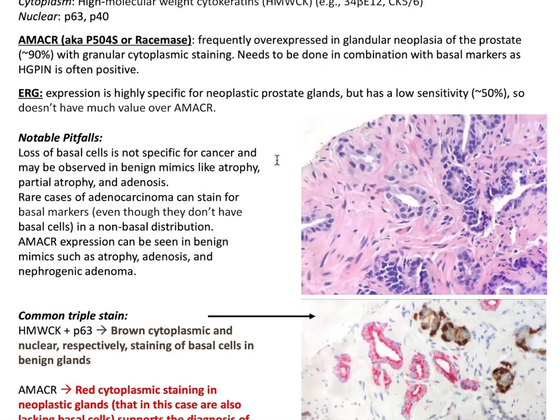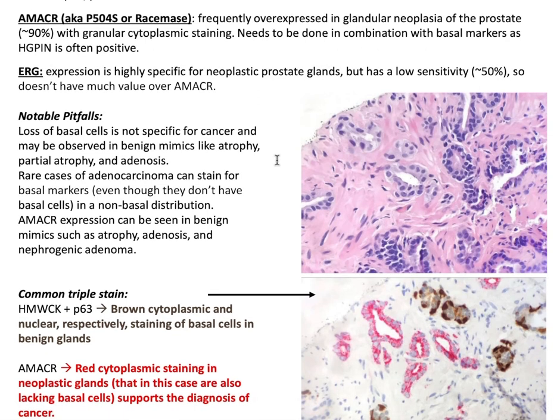Some pitfalls: loss of basal cells is not specific for cancer, and you can see this sometimes in benign mimics like atrophy, partial atrophy, and adenosis. And rare cases of adenocarcinoma can stain for basal markers, even though they don't have basal cells in a non-basal distribution. So you want to correlate with your H&E as well.